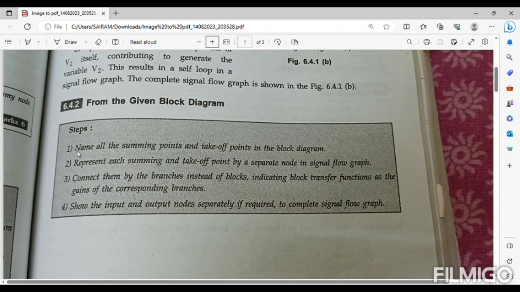Here we can see: name all the summing points and takeoff points in the block diagram. You can just name them or leave it; it's according to your wish. So you're going to name that.